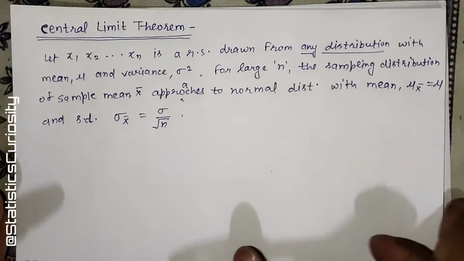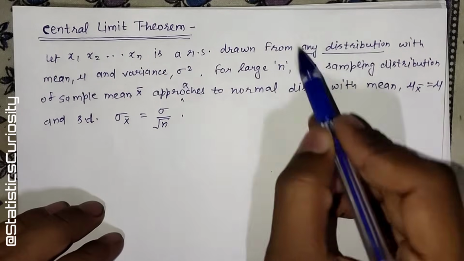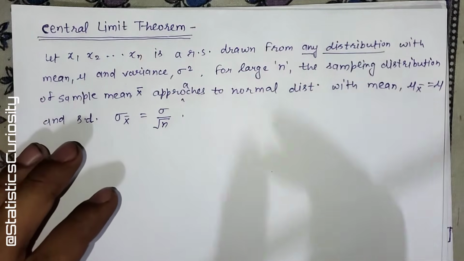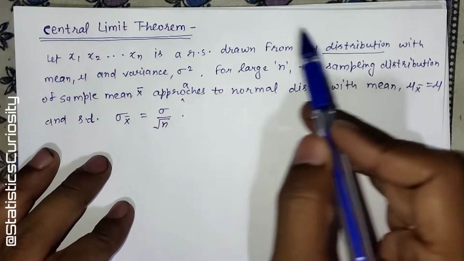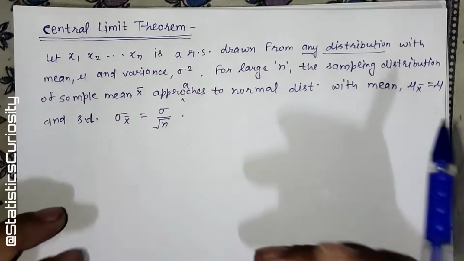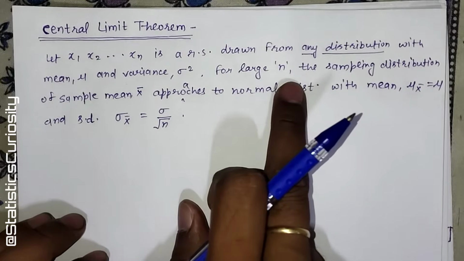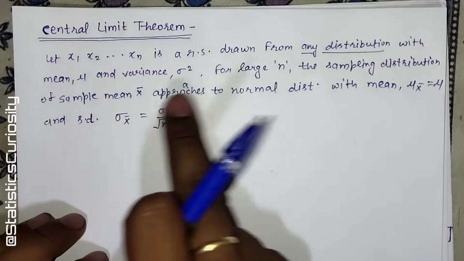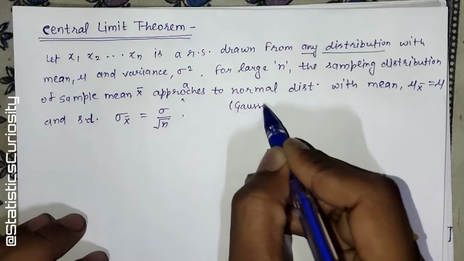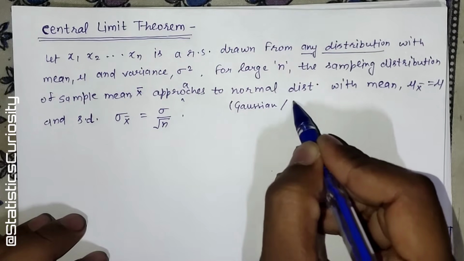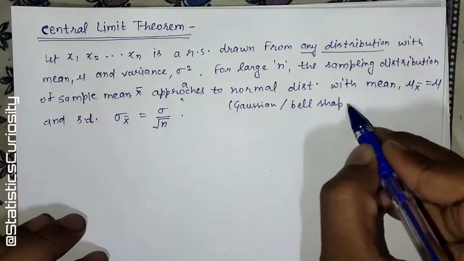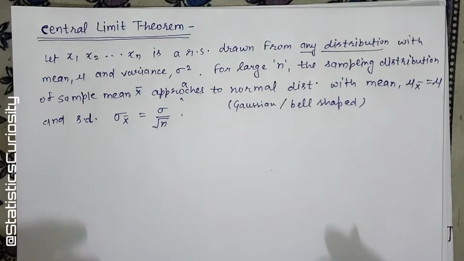So the importance of the central limit theorem is that we do not know the distribution of the population. We do not have any knowledge about the population. We just have its mean and variance, but we do not know the parametric form of the population. We do not know whether it is normal, exponential or anything. But for large size n, the distribution of sample mean will be a normal distribution, also called the Gaussian distribution. It is also sometimes called a bell-shaped distribution because it is symmetric in shape.